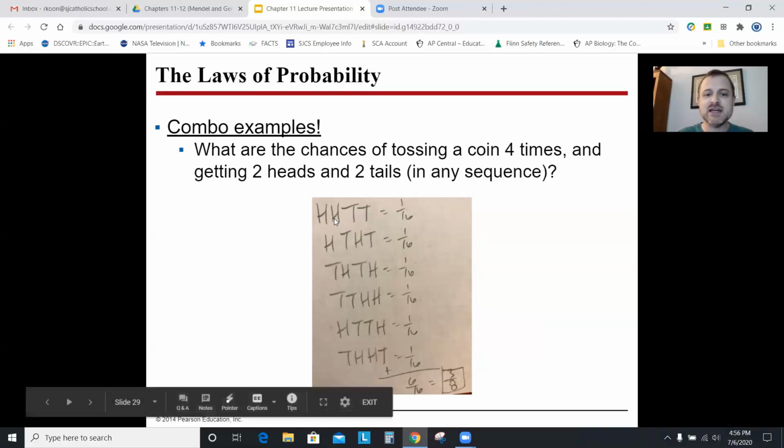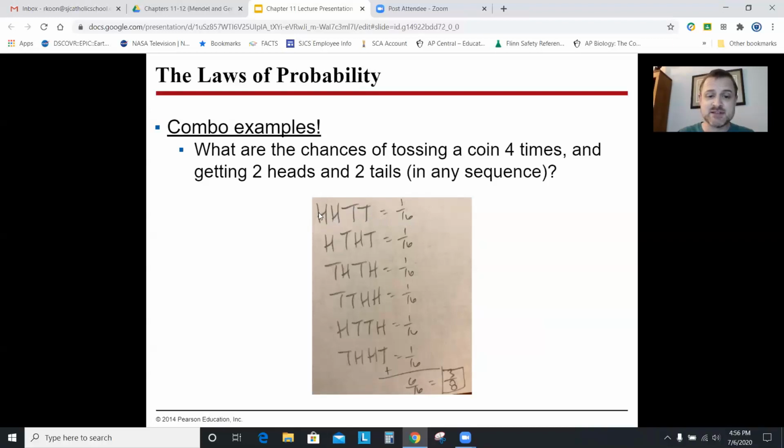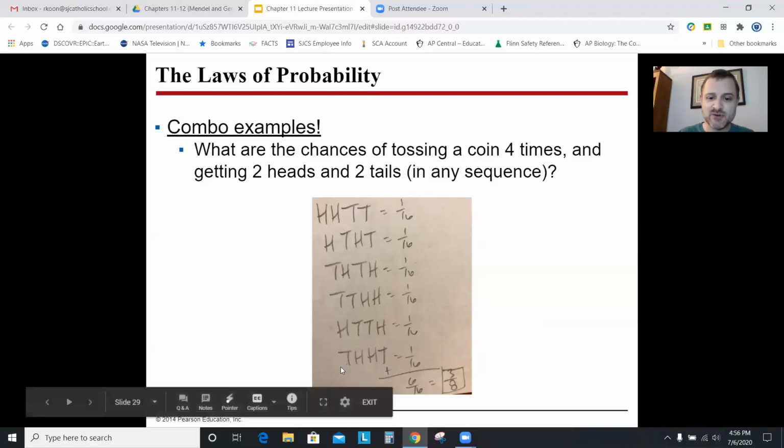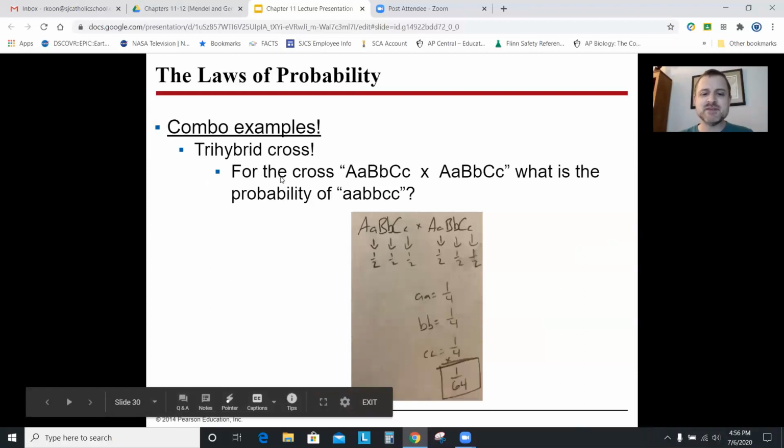Each individual way, the chance is 1/16, because that's a half, that's a half, that's a half, that's a half. A half times itself four times is 1/16, right? Now, because there's six ways that I can do it, you add those probabilities, that's 6/16, which reduces down to 3/8. Okay? All right. This question looks really complicated.